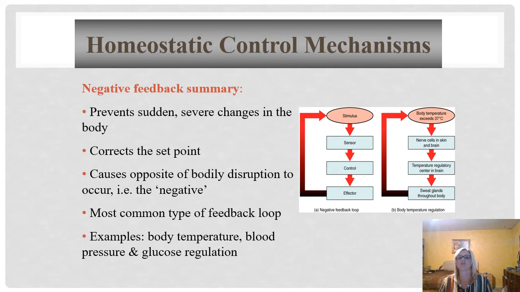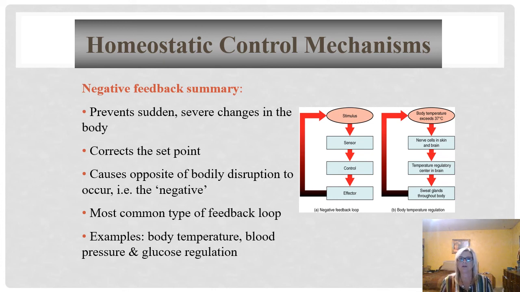So this is a good summary slide here of negative feedback. This is going to prevent sudden, severe changes in the body. If your temperature gets too hot, that is very serious, right? If your temperature goes above 108, you're going to start to have some brain damage. So it's very important that we're able to regulate that. If it gets too cold, same thing. It's just not compatible with life. It's going to correct and move things closer to the set point.